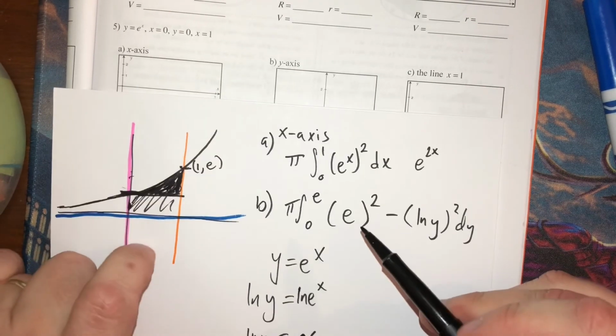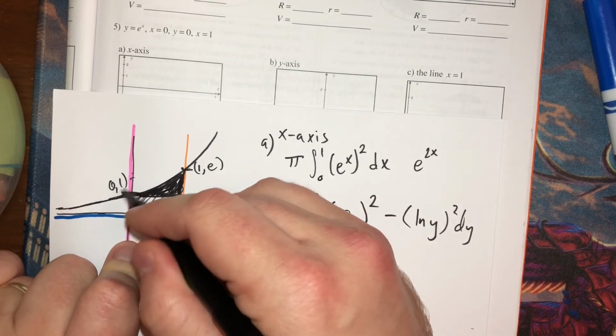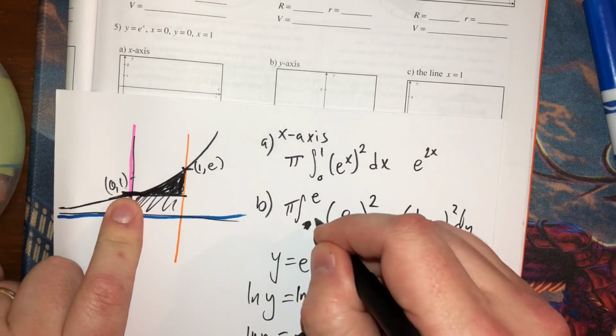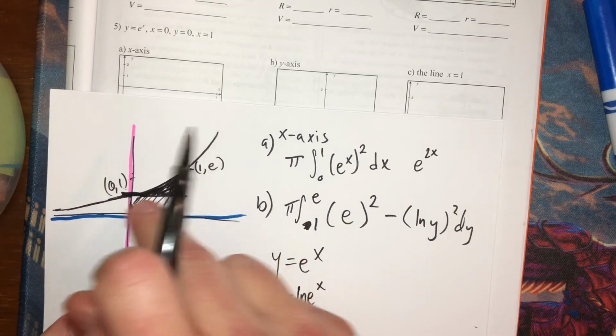So I can't go from 0 to e. I can only go from, this is 0 comma 1, I can only go from 1 to e. And that gets me this portion. That gets me this part of it. But how do I get this bottom part here?